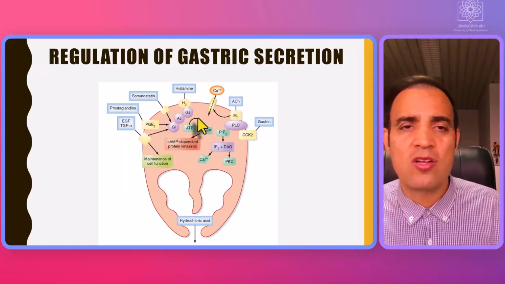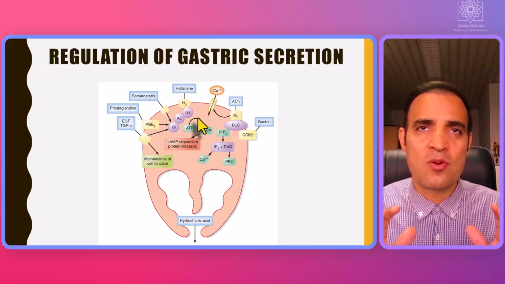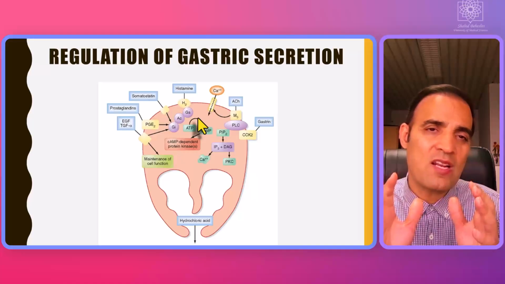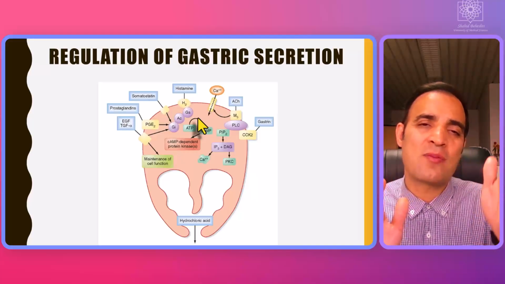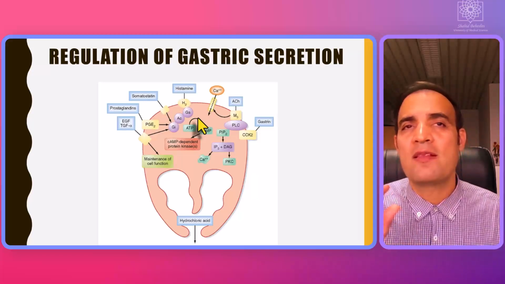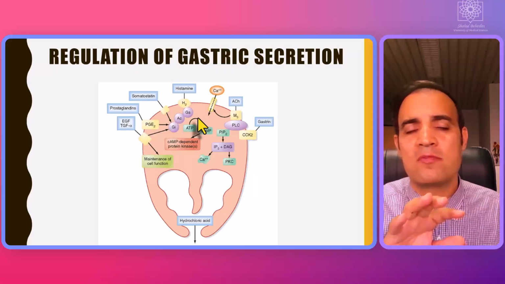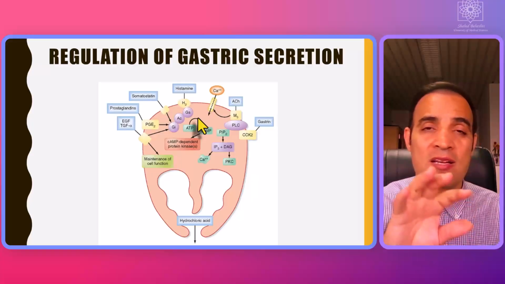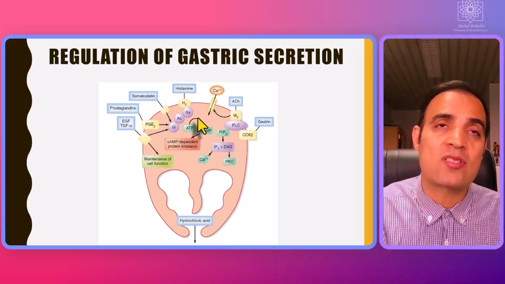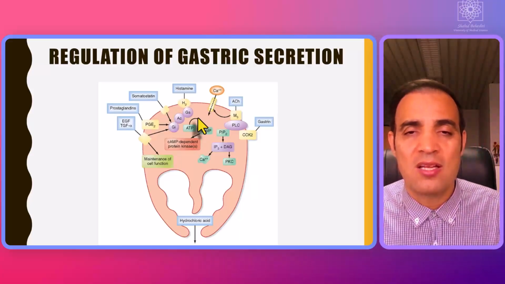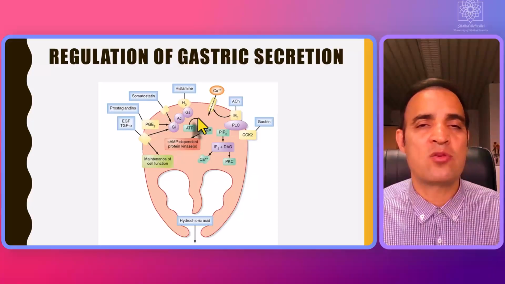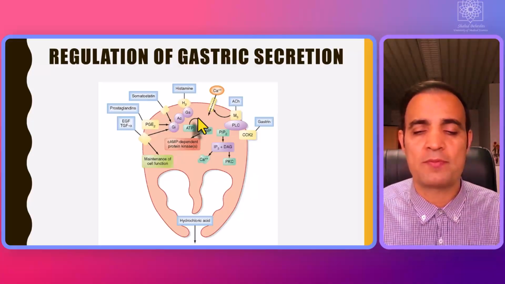This figure is a little more complicated. It shows that when I talk about histamine, somatostatin, acetylcholine, and gastrin stimulating acid secretion, they involve tens of intercellular mediators, and these mediators eventually stimulate acid secretion by the hydrogen potassium ATPase pumps.